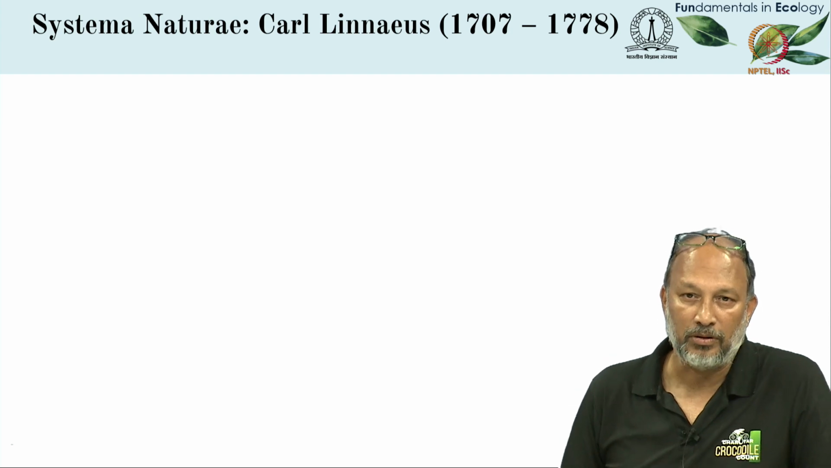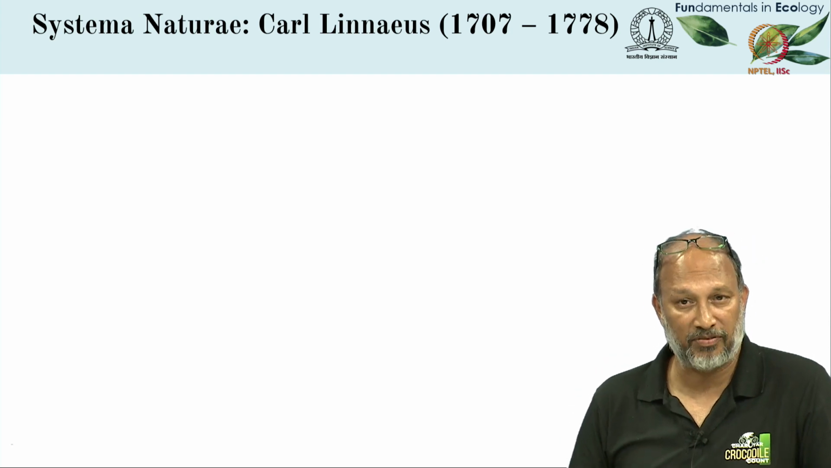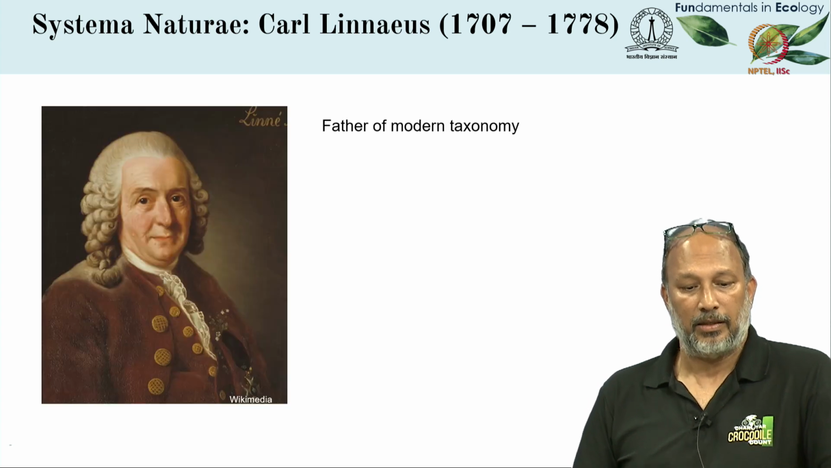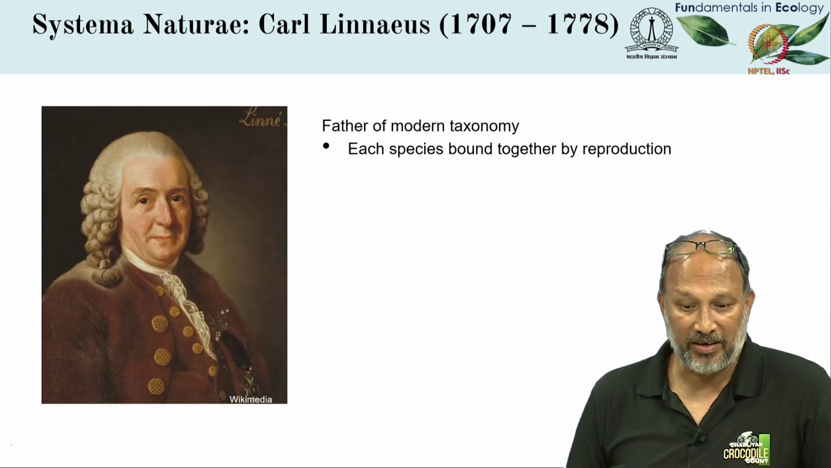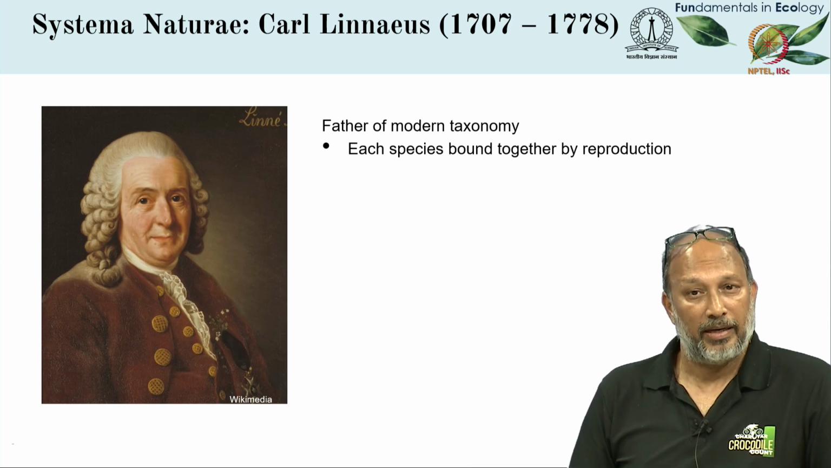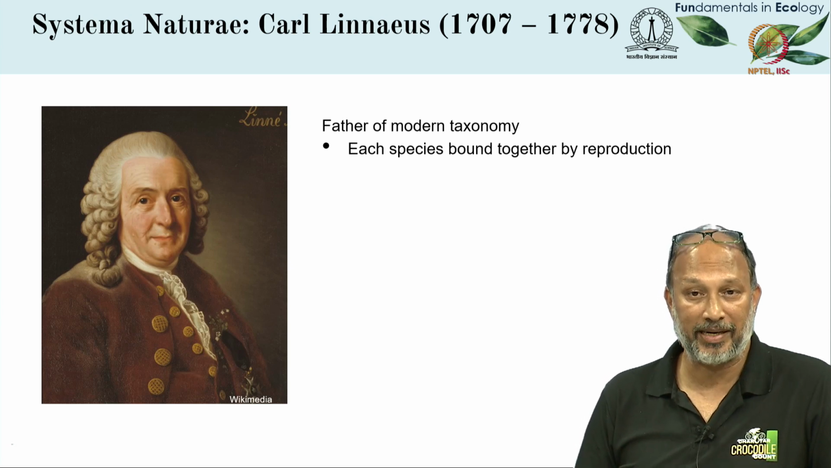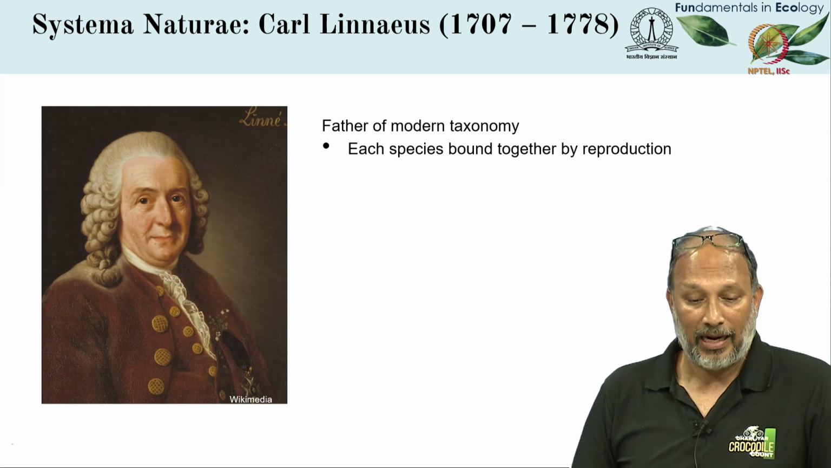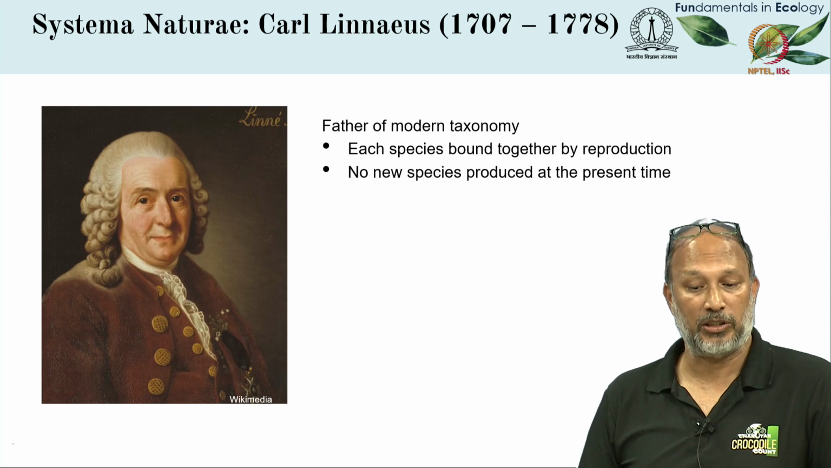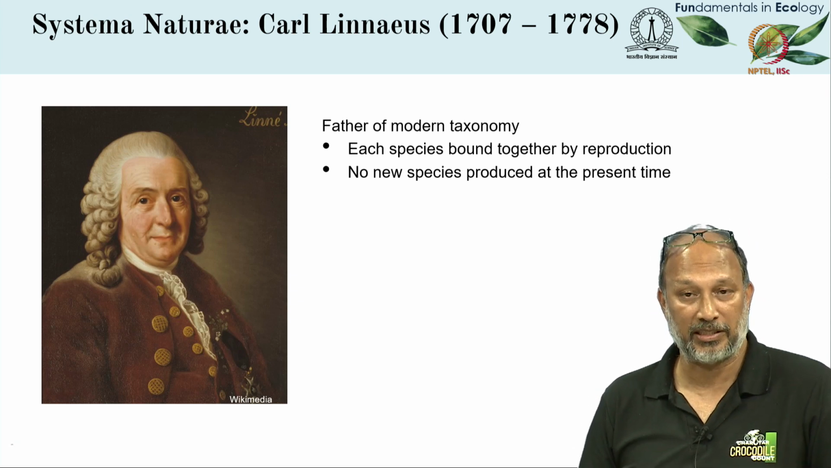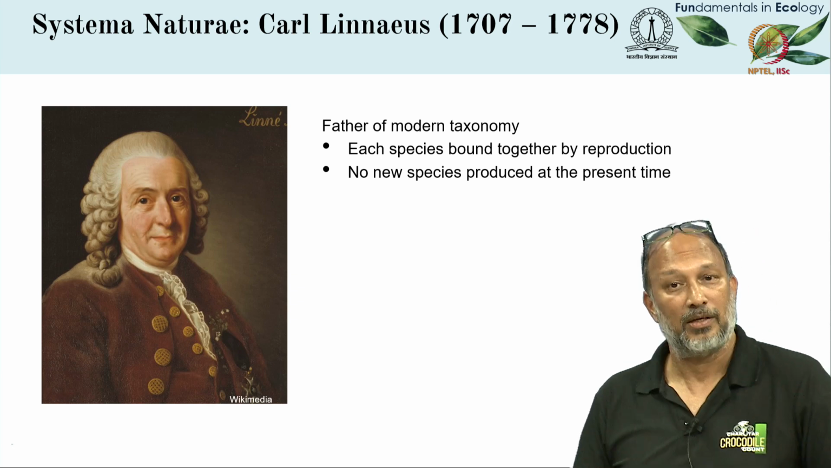All of this lays the ground for the person whom we consider to be the father of taxonomy, Carl Linnaeus. And Linnaeus makes some very, very important contributions other than the system of nomenclature. He follows John Ray's work and says that species are bound together by reproduction, which we know to be true till today to the largest extent. And this was pretty important at the time, because he says since they are tied together by reproduction, no new species are produced at the present time. Now obviously he was wrong about this.